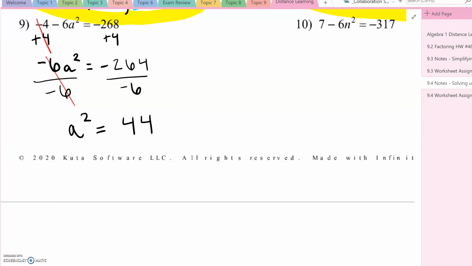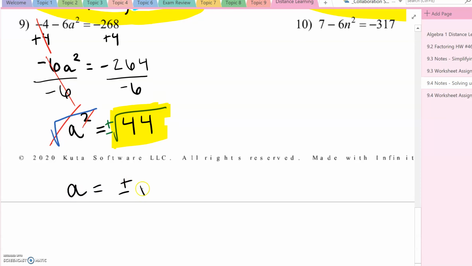All right. We are trying to get a completely by itself, but it's currently a squared. We don't want it to be a times a. We just want it to be a. So what do we do? Take the square root of both sides. But wait, you also need to remember the plus or minus out front. So we have the square root and the squared cancel each other out. We get a equals plus or minus the square root of 44.